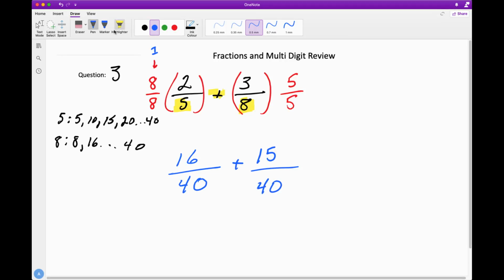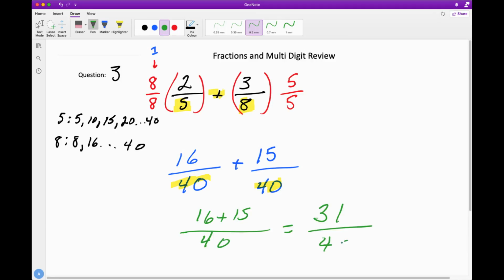And then now that we have common denominators, we can go ahead and add or subtract our numerators, whatever it is. In this case, we're adding. So then we get 16 plus 15 over 40, and 16 plus 15 is equal to 31. So our final answer will be 31 over 40. And we always try to reduce, and since 31 is a prime number, I know that it can't.